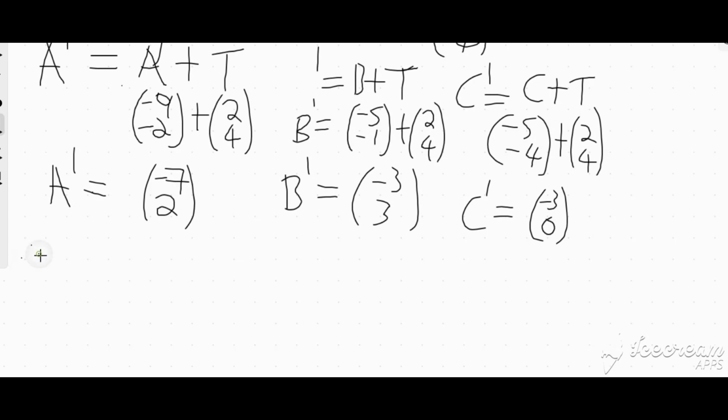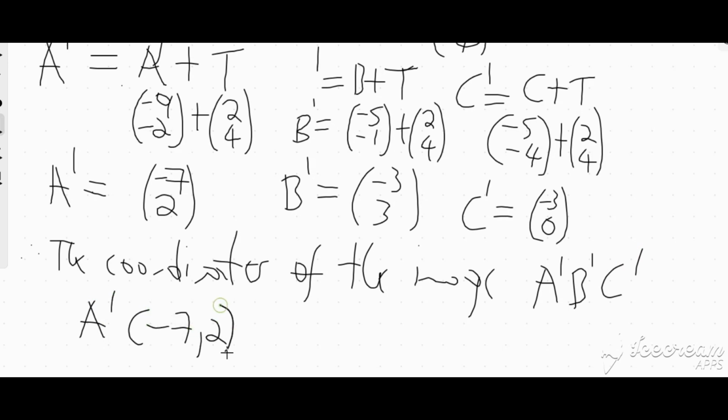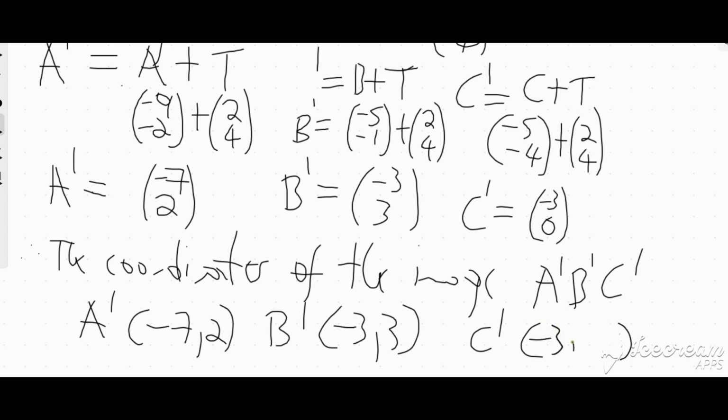So therefore, the coordinates of the image, and of course, my image here is A prime, B prime, C prime, would be A prime as a coordinate, so that's -7, 2. B prime as a coordinate would be -3, 3. And C prime written as a coordinate would be -3, 0.